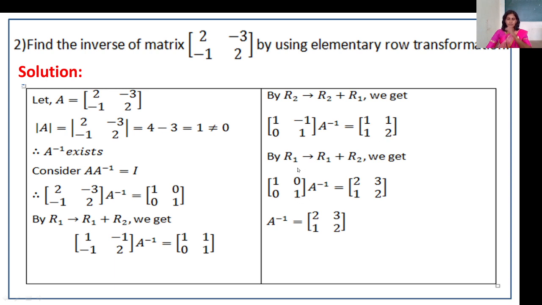So, by R1 gives R1 plus R2, we get, here we make 0. A inverse is equal to 2, 3, 1 and 2. So, A inverse is equal to 2, 3, 1, 2.